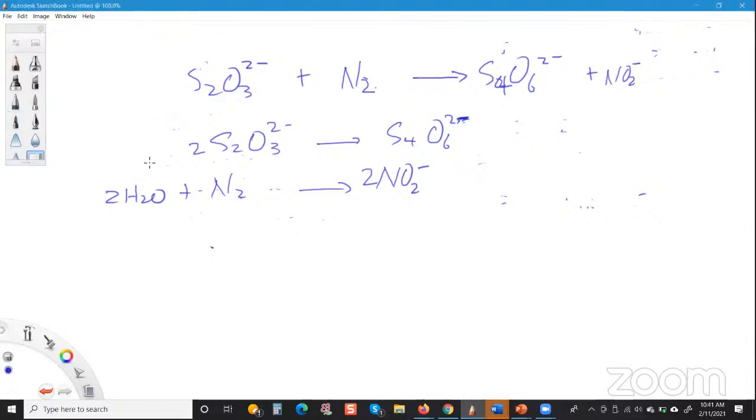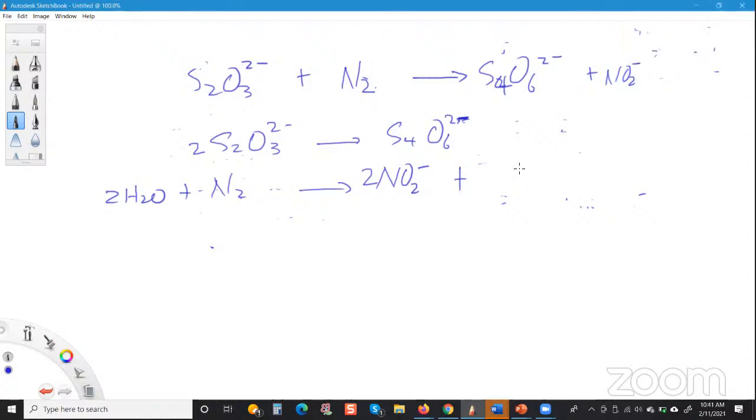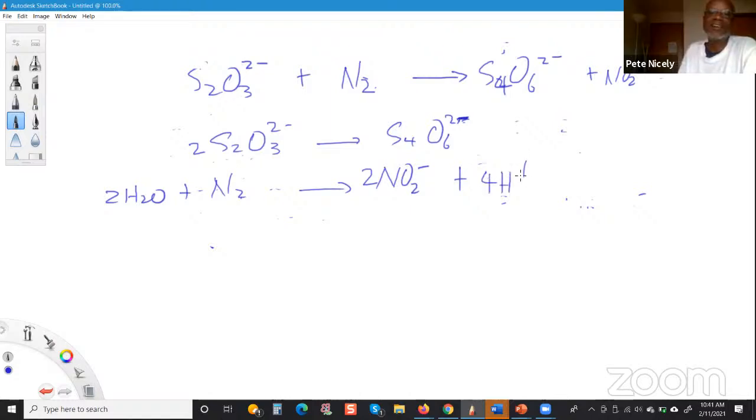You need a hydrogen on the right side. So 2H. How many? 2. Oh, wait, never mind. 4. 4, exactly. 4 hydrogen ions on the right side. Okay, next step.